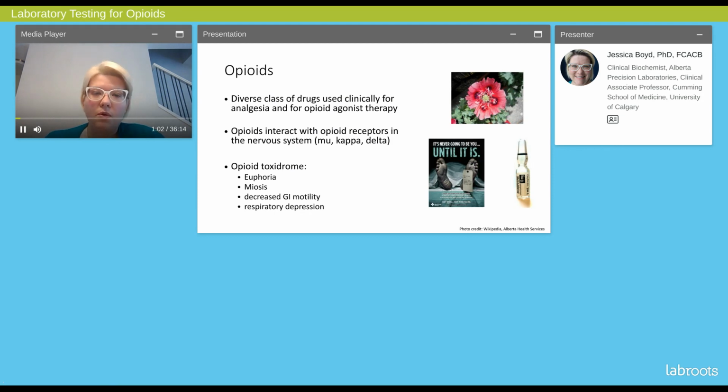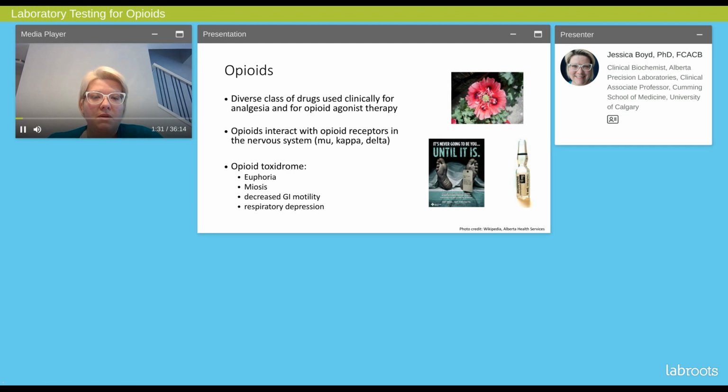So, of course, the opioids are a very diverse class of drugs that are used clinically for analgesia and for opioid agonist therapy. Anything that's an opioid is something that can interact with the opioid receptors in the nervous system, and they come in three kinds of flavors: mu, kappa, and delta. And depending on those drugs' interaction with those receptors, you can have different types of effects.